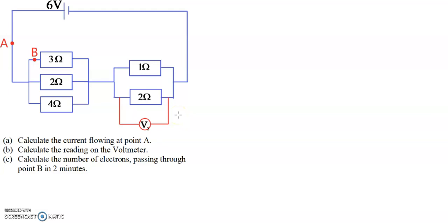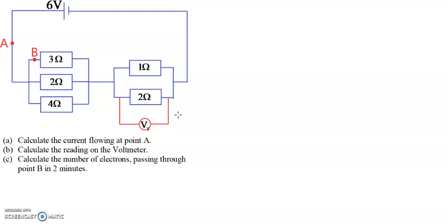For this video we have a parallel circuit and there are three things to calculate. A, the current flowing at point A. B, the reading on the voltmeter, which is V2. And C, the number of electrons passing through point B in 2 minutes.